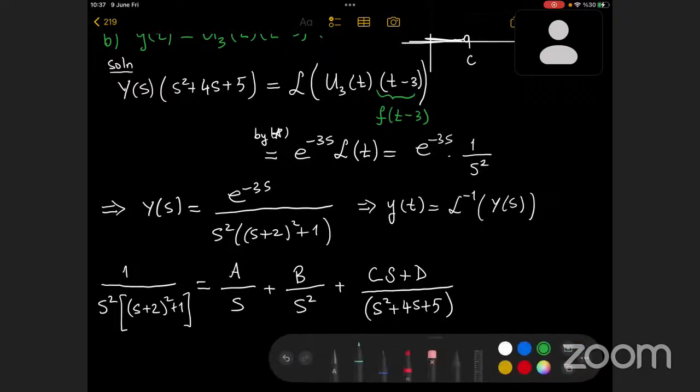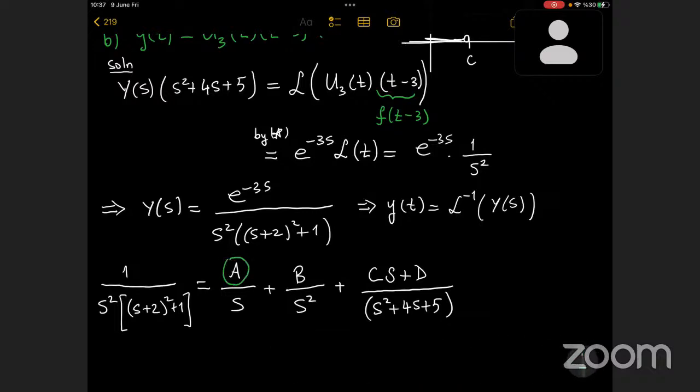So I will not do it here, but you equalize the denominators and find a, b, c, d. So a will be, when you do that, it's a partial fraction decomposition.